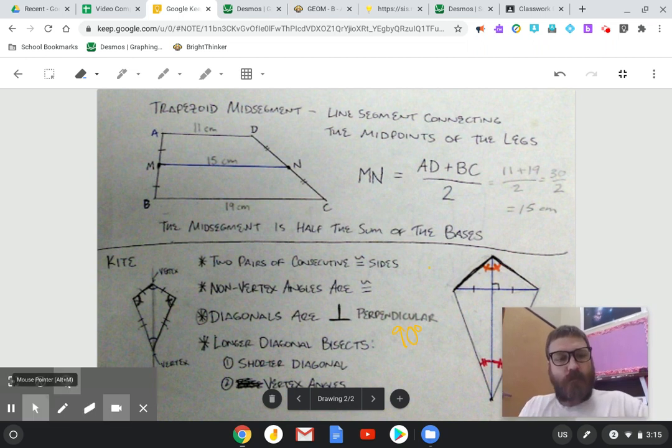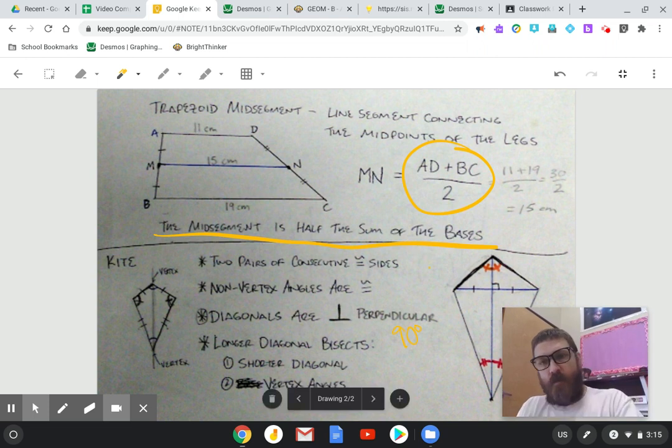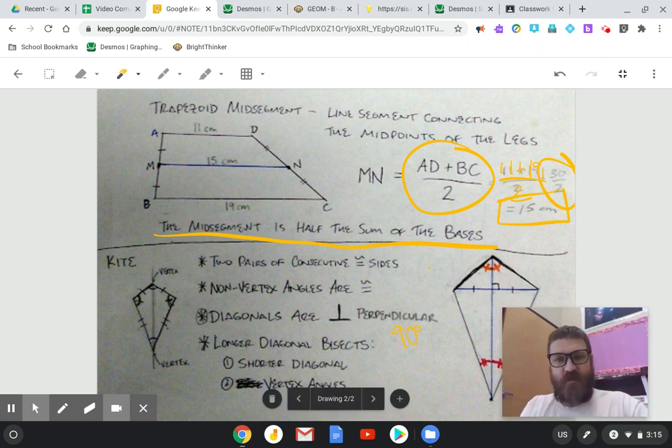So that means that if this is 11, like you see there, and this is 19, like you see there, then I can add up those numbers like you see here. Since it's half the sum of the bases, I can do 11 plus 19 divided by 2, and that gives me 30 divided by 2, which is 15 centimeters in this example. So that's how you do trapezoid midsegments.